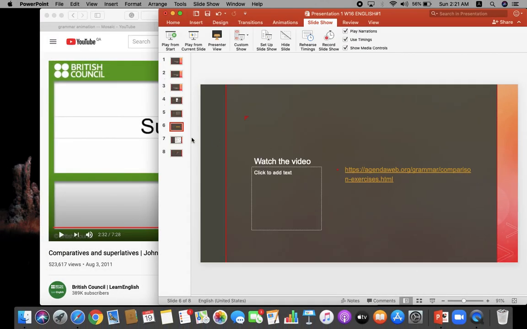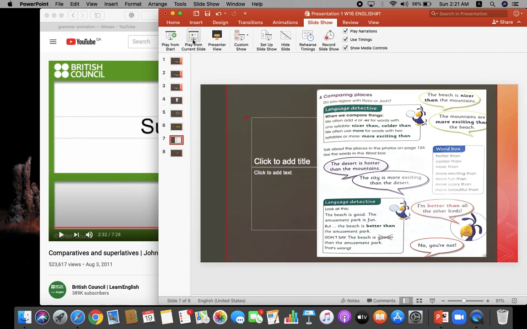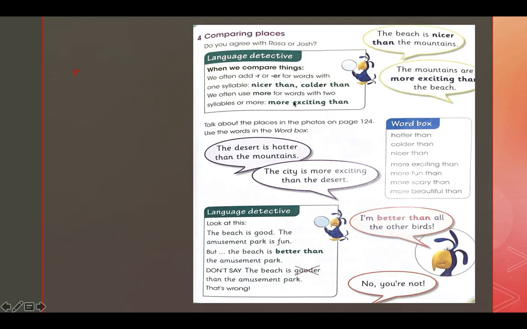Now let's go back to our student's book. Look at these adjectives. Do you agree with Rosa and Josh? When we compare things, we often add r or er for words with one syllable. Nice, nicer than, cold, colder than. We often use more for words with two syllables or more: more exciting than, more beautiful than.